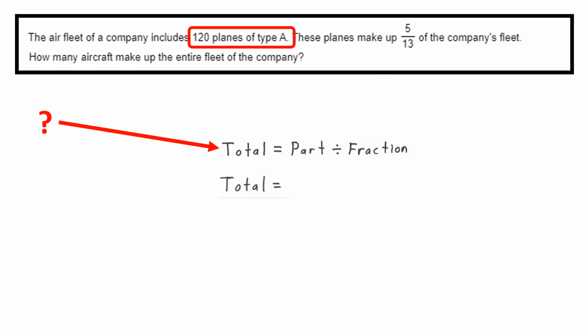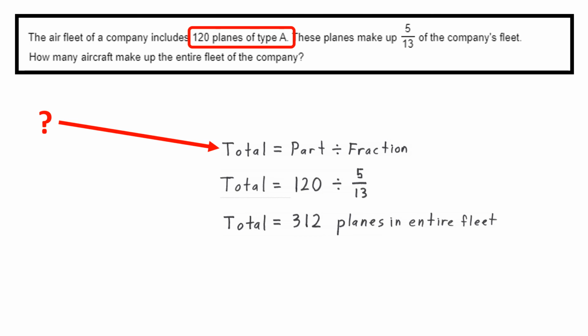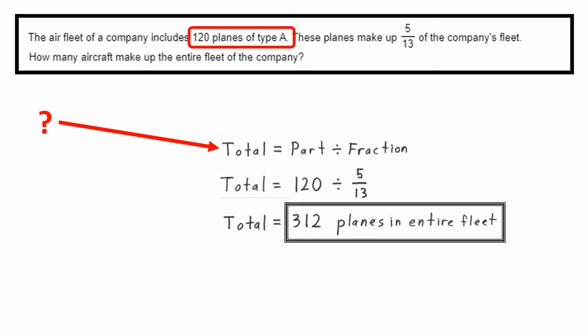The total equals the part, the 120 planes of type A, divided by the fraction 5/13. Using our calculator, we get 312. And the units are planes in the entire fleet. And that's our final answer. In summary, if there are 120 planes of type A, and these planes make up 5/13 of the total fleet, then there are 312 planes in the entire fleet.